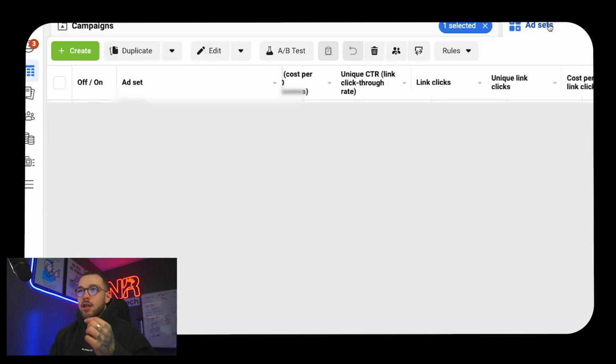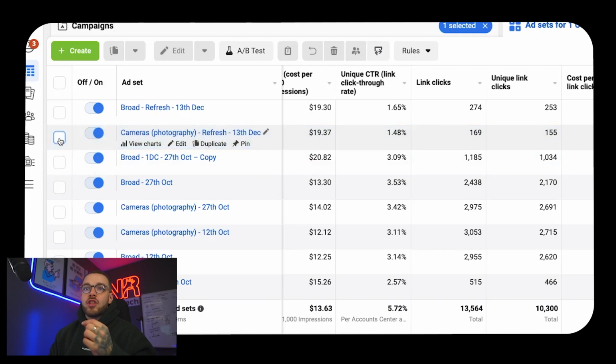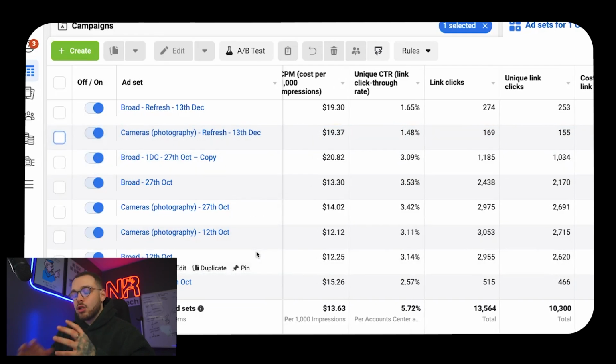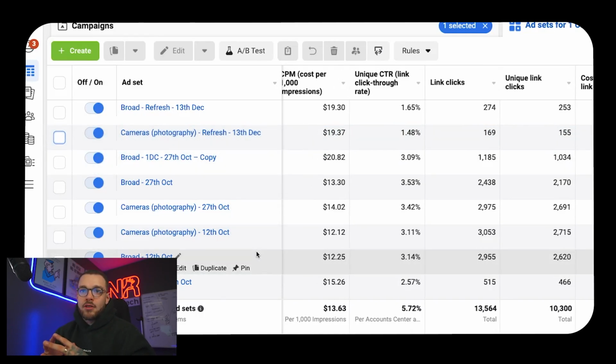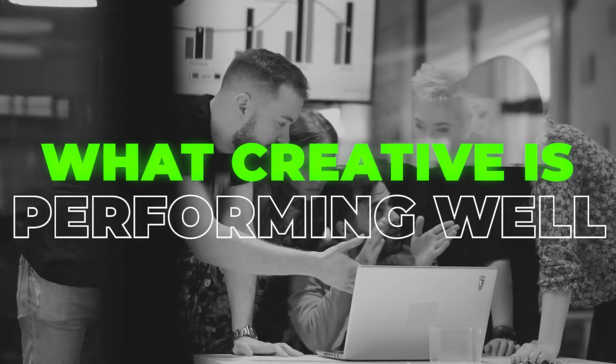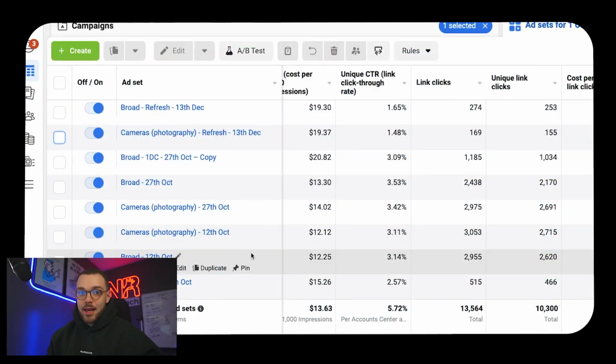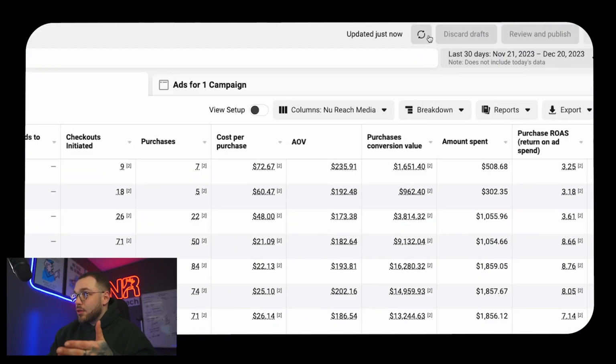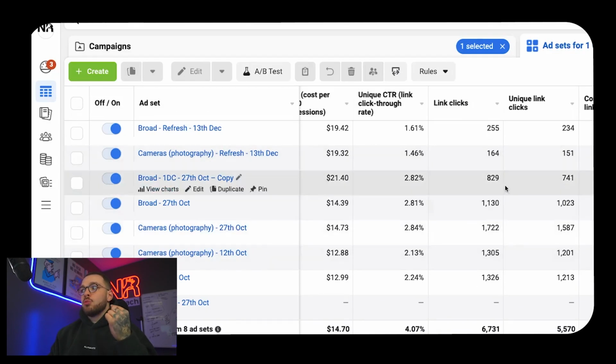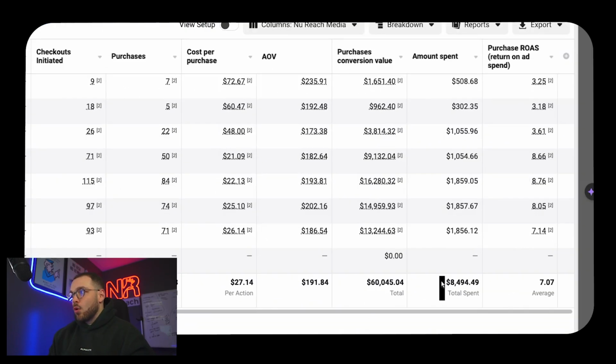And we're sort of forcing Facebook to make those decisions as to what creatives are performing on a little bit of a smaller scale, which allows us to make a little bit more of a detailed decision when it comes to what creative is actually performing well and what creative is actually not performing at scale. And you can see literally just in the last 30 days within this one campaign, our prospecting ABO, which is the majority of our ad spend, we spent $8,400 with a 7x return on ad spend.